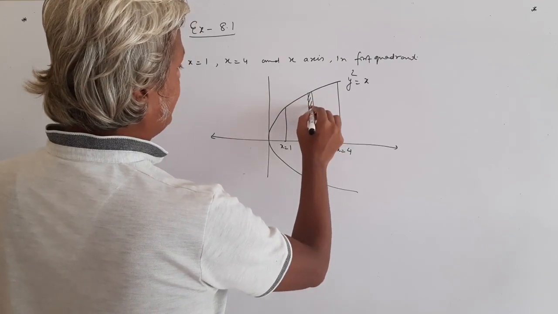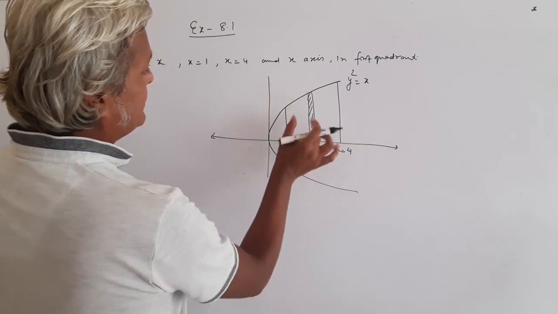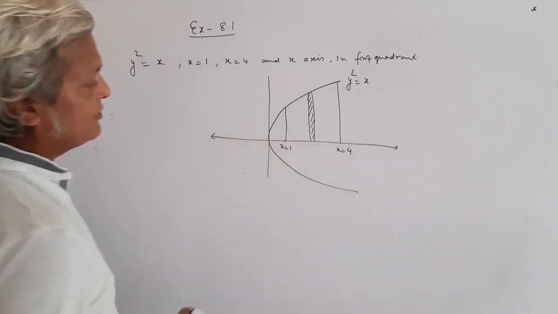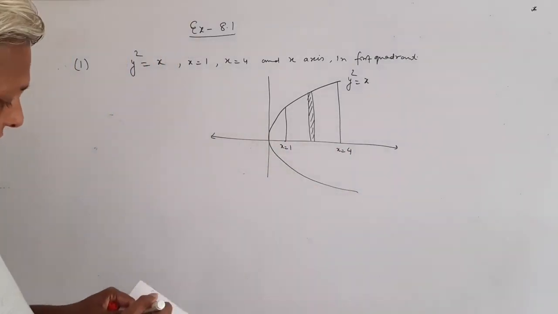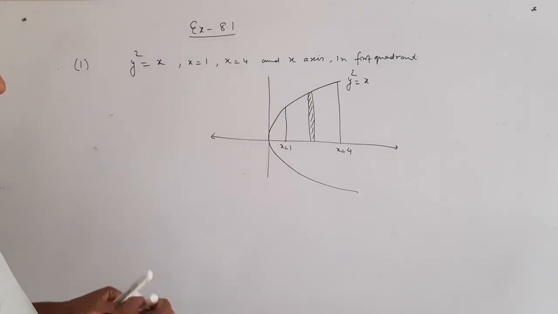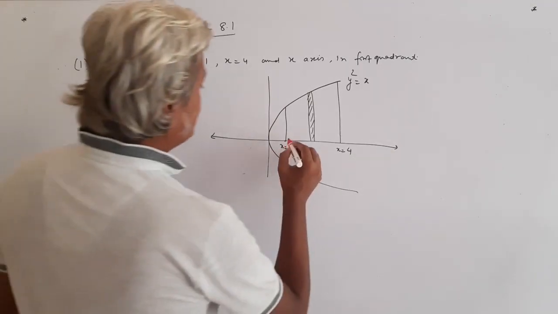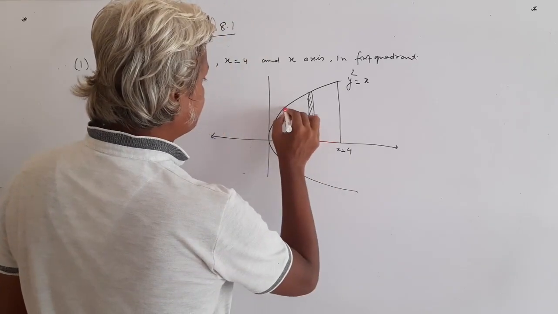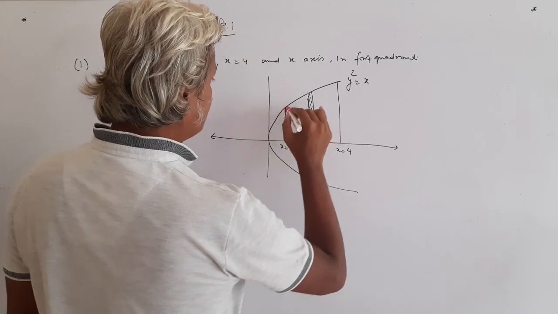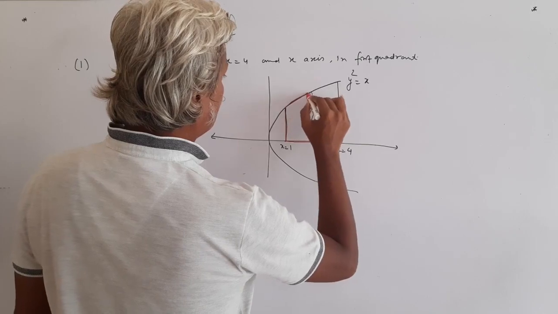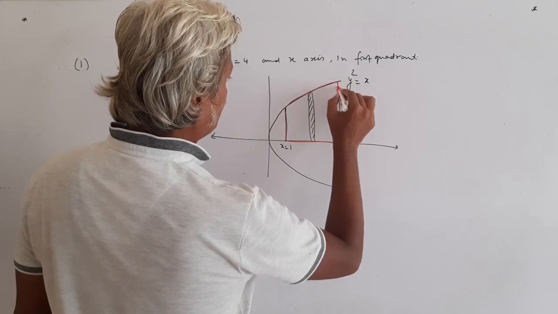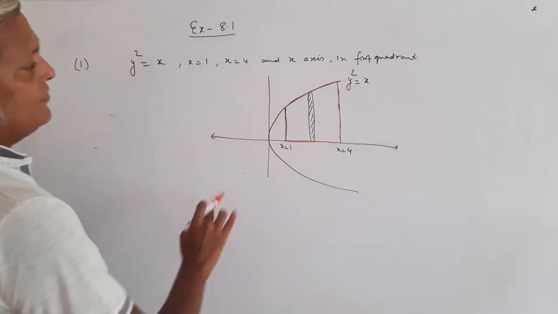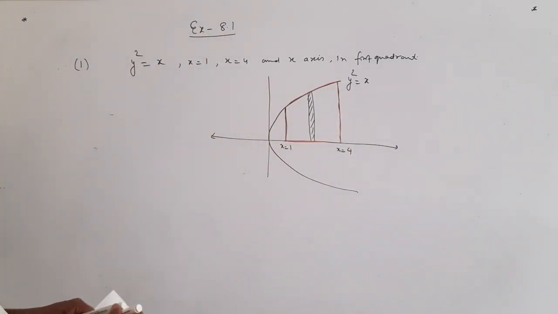Now this is my strip, and in the first quadrant is only this part of area between x equal to 1 and x equal to 4. So I mark the boundary of this function by red so that you can identify what I'm trying to find out. This is the area of this part we have to find.